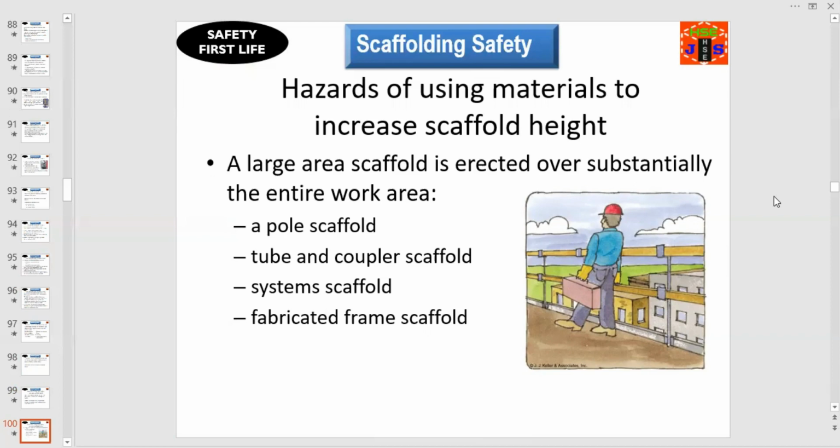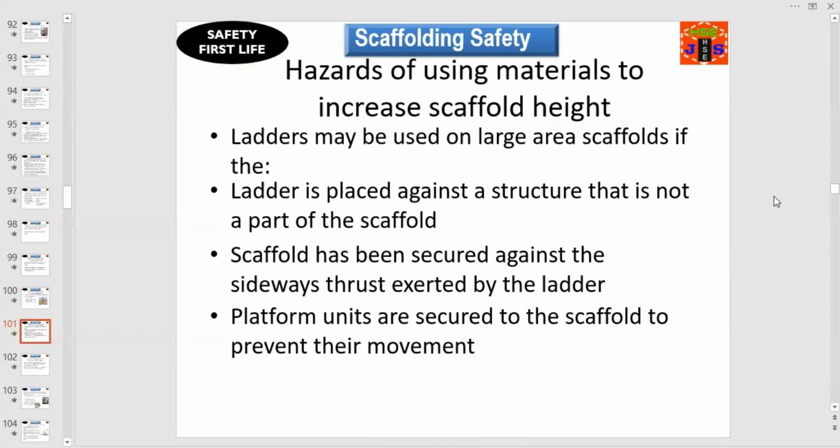A pole scaffold, tube and coupler scaffold, systems scaffold, fabricated frame scaffold. I will go in depth about the types of scaffold in the upcoming video. You will understand in detail what is the difference in different types of scaffolds. Ladders may be used on large area scaffolds if the ladder is placed against a structure that is not a part of the scaffold, and the scaffold has been secured against the sideways thrust exerted by the ladder.